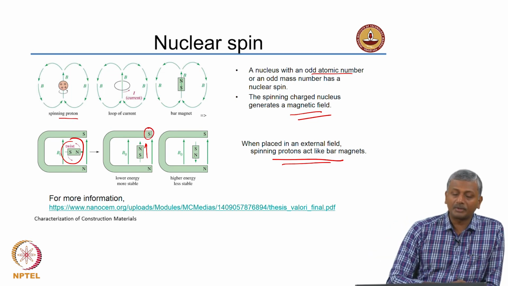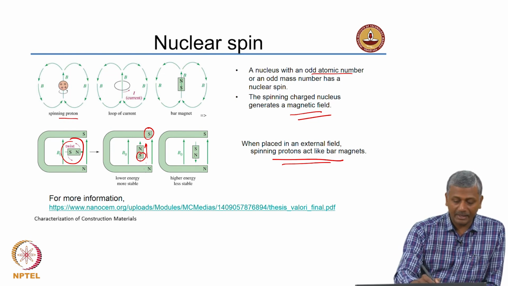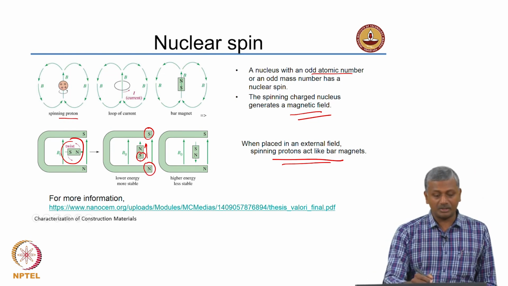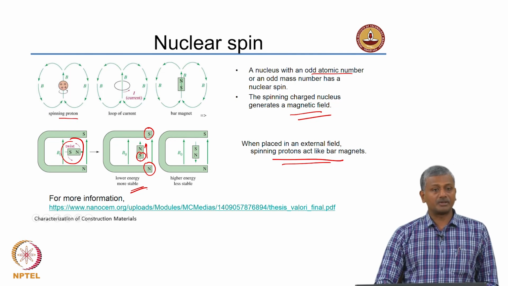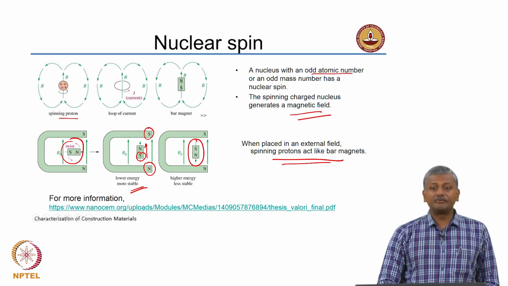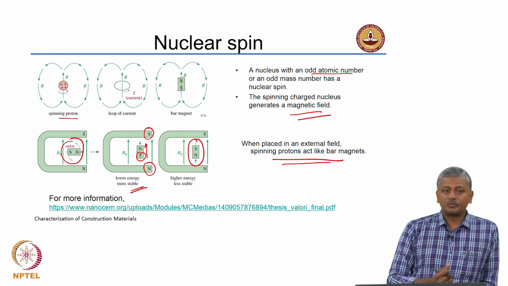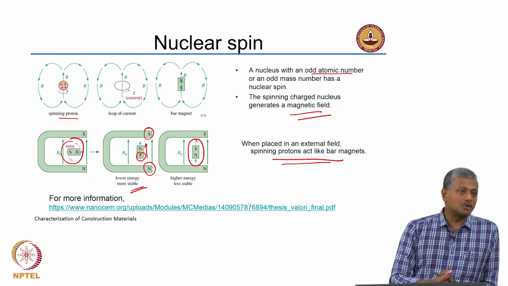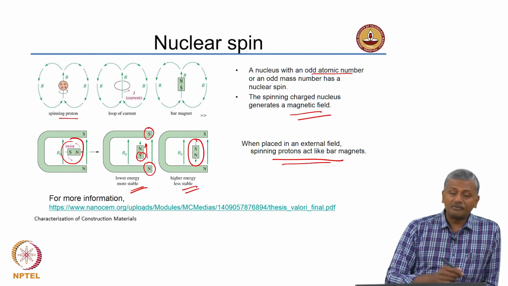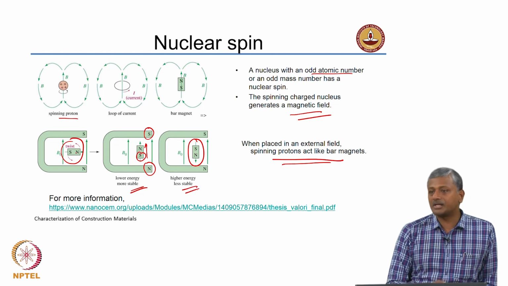with the south pole of your external field, and the south pole of your proton is aligned with the north pole. That is a stable configuration, or lower energy configuration. But if this twisting leads to the other configuration, that is north-north and south-south, you know that like charges will repel, as a result of which this configuration will be less stable. In other words, it will be the higher energy configuration.